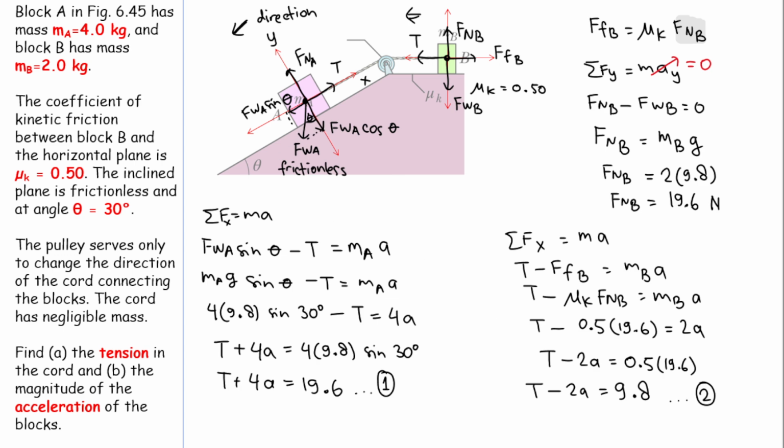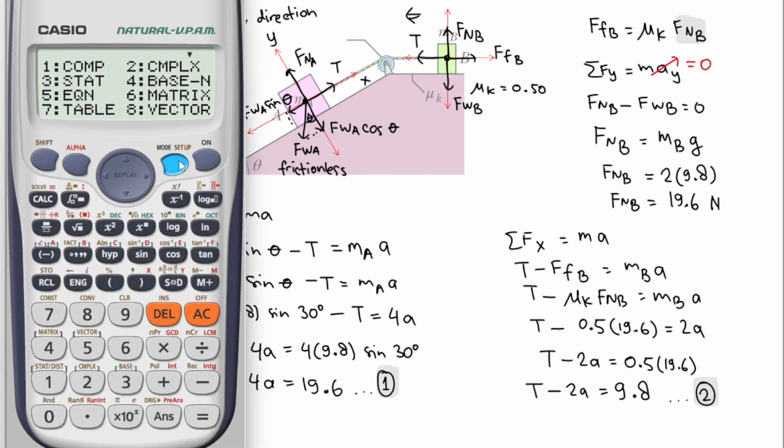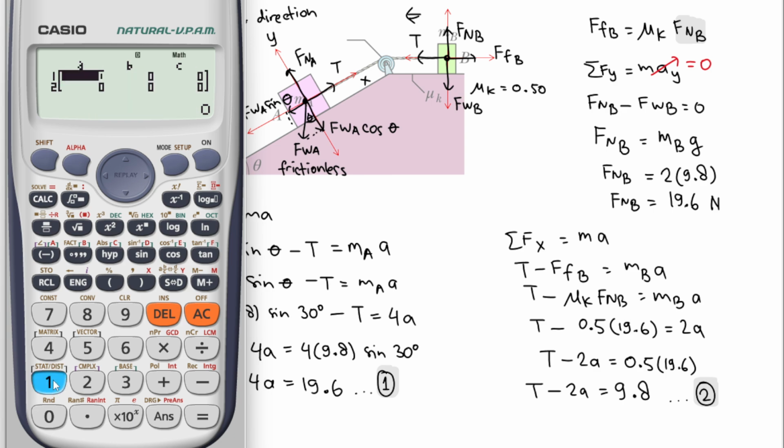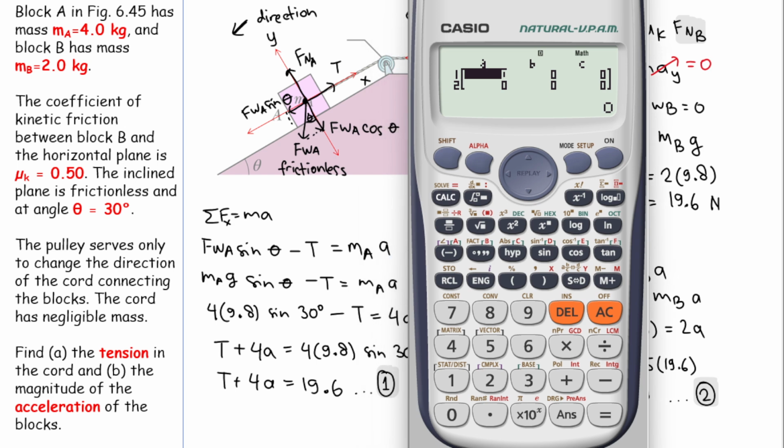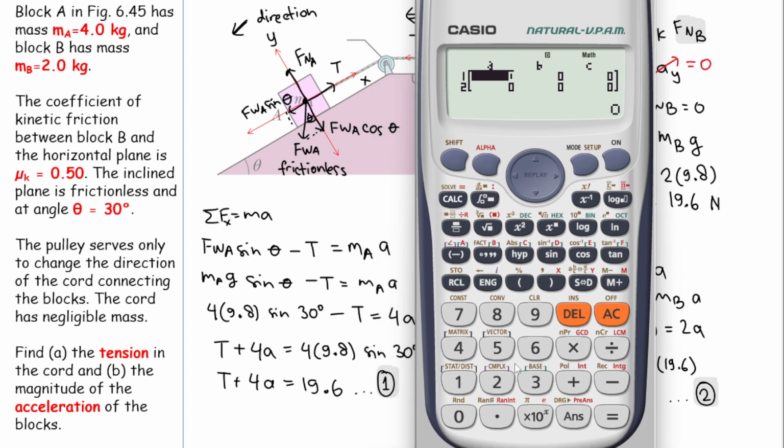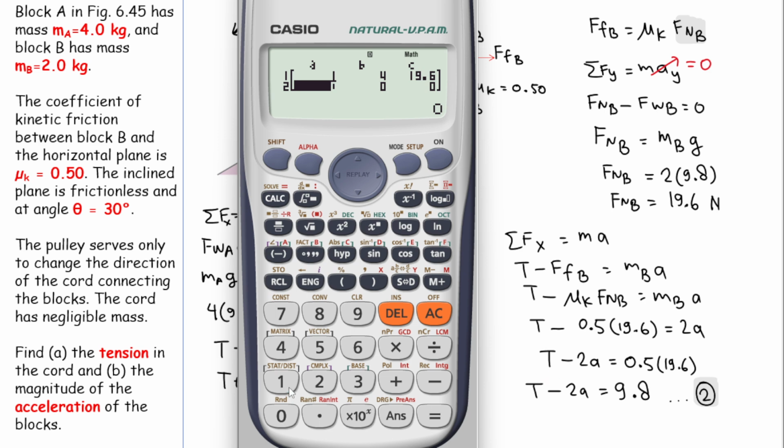Okay, now we have two equations with two variables, so we should be able to solve it. The fastest way to solve that is by using a calculator, right? So let's set our calculator to equation solver, number 5, and two variables is number 1. Then let's plug in the coefficients. I will have 1 for T and then 4 for A, and then 19.6 for the result. And for the second equation, I will have 1 for T, then minus 2A, and then 9.8.